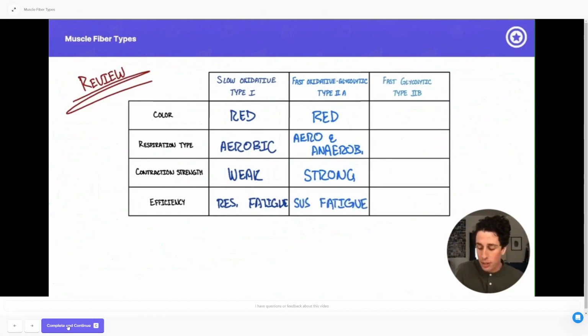Now we're going to have this last one, the fast glycolytic type 2B fibers. This one differs from the rest in that it appears to be white instead of red. So it's going to be a white appearance. This one's going to be solely anaerobic. It's not going to have enough oxygen to produce ATP from aerobic respiration, so it's going to rely completely upon glycogen for the anaerobic.